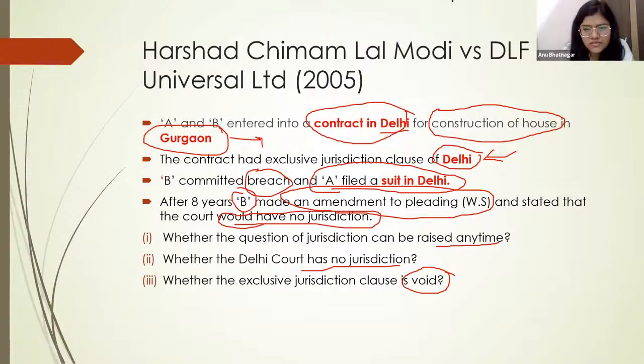First answer is no, as stated by Jagannath. Another, you can see the answers, replies, right? Yeah, I'm seeing. Maithili says yes, as it is a question of law, it can be raised at any time. Okay. Kajal says Delhi can have jurisdiction. Jagannath says no, Delhi has no jurisdiction. Okay.